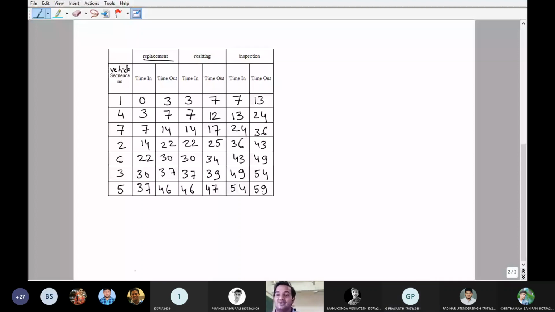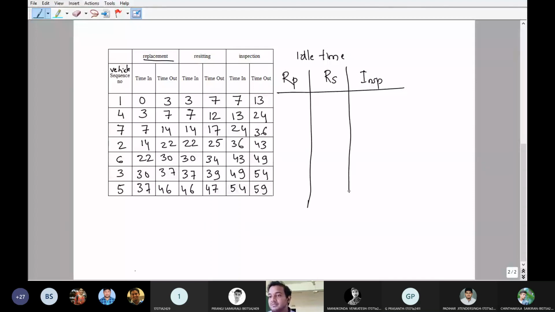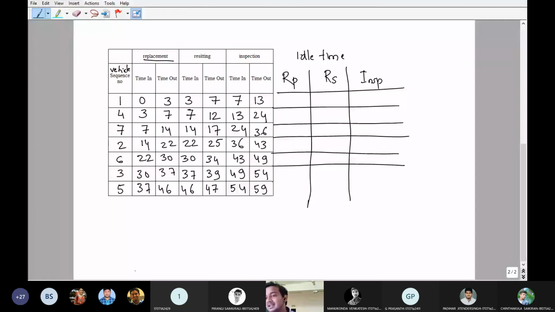Fine. Now we have completed our sequence time with the help of the sequence. Now what is our next step after doing the processing time? What do we have to find? We have to find the idle time for the replacement, resettings and the inspections. Now please observe here: we have to see which vehicle is going to wait, or which vehicle is going to stop, or which vehicle is idle in between.